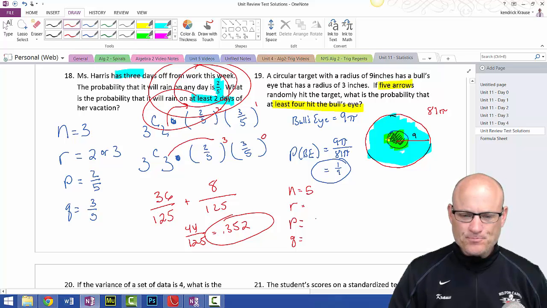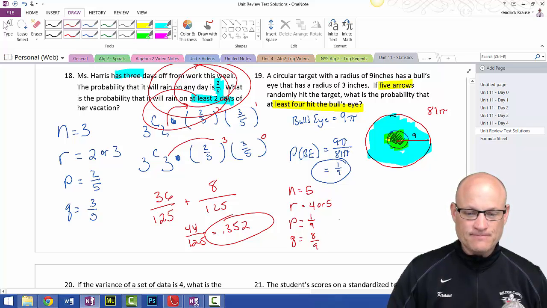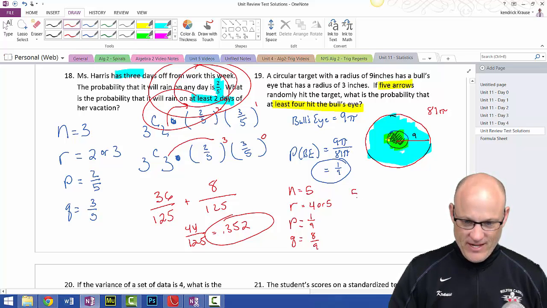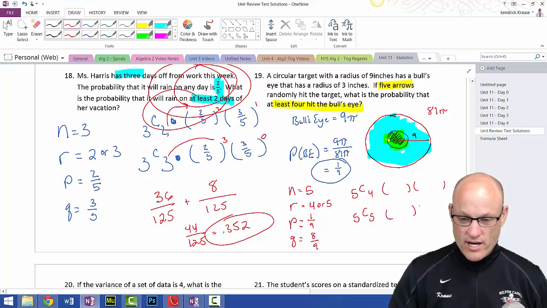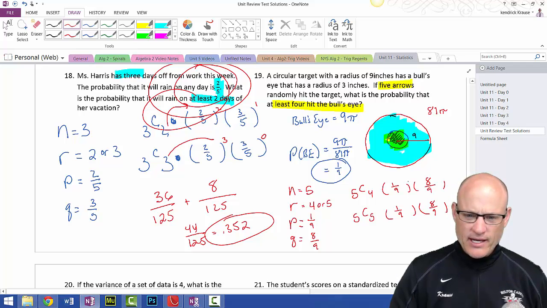So 5 there. I want at least 4, so that would be 4 or 5. The probability of a bullseye, I know, is 1/9. I have a 1/9 chance of getting a bullseye, so therefore the probability of not a bullseye, which is more likely, is 8 out of 9. So 5C4 is my first equation. 5C5 is my second equation. In my parentheses are going to go 1/9 and 8/9. And we got a 4 here and a 1 here, 5 here and 0 here.